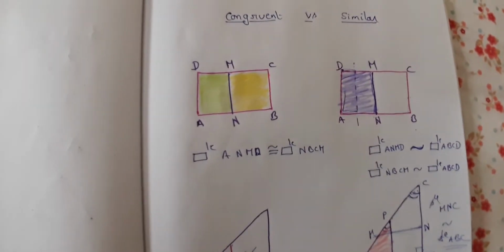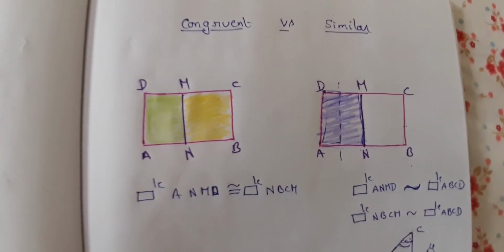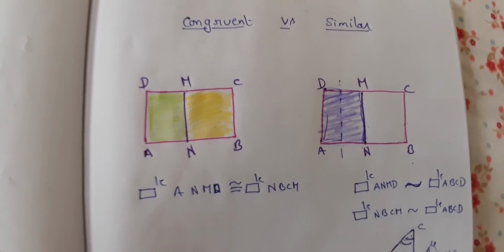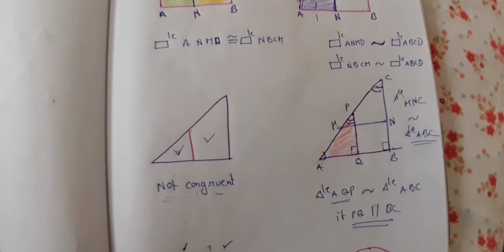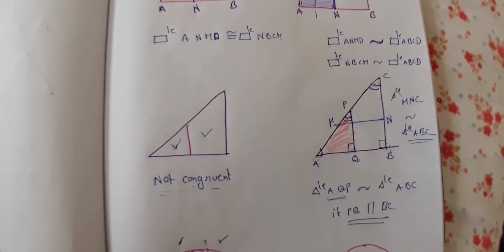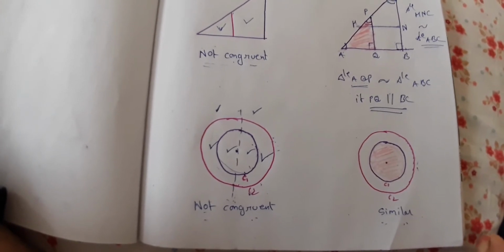Okay, so pause the video for a moment, take the screenshot. The first case of rectangle, the second case being triangle, and the third example being circle.